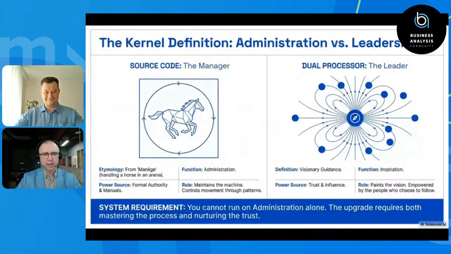So, just summarizing this section: a manager administers, a leader manages in a totally different way, by inspiring, guiding, and motivating people. So, Dima?